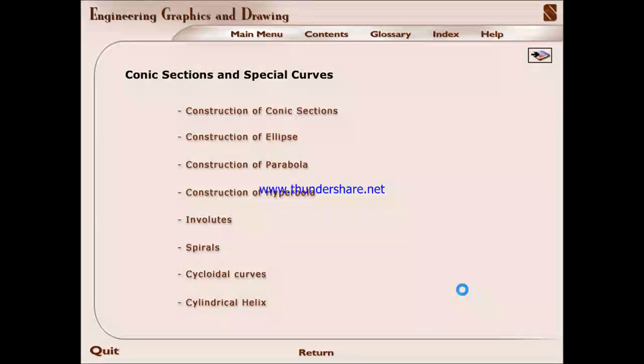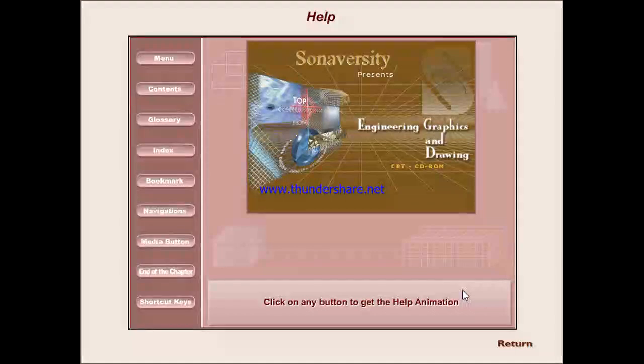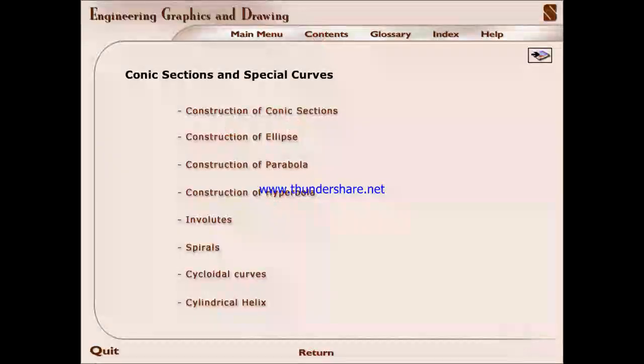Now let us continue the previous class on conic sections and special curves. In continuation, we studied the construction of conic sections, the ellipse. So in this class, we will see the construction of parabola and construction of hyperbola.